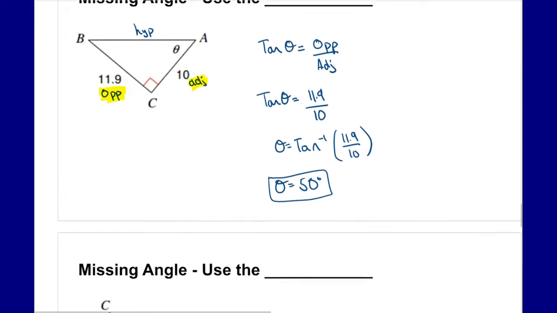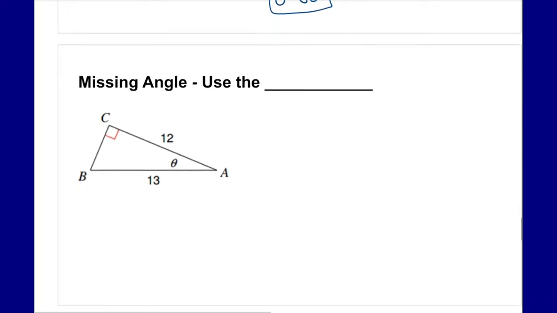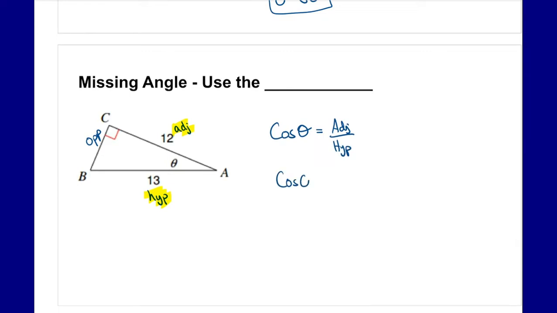We'll look at another example. Again, we see our missing angle theta. We can label our sides. We have the hypotenuse, we have the adjacent, and we have the opposite based off our reference angle. The two sides that we're dealing with, the adjacent and the hypotenuse, is cosine. So cosine theta equals adjacent over hypotenuse. Fill in our information that we have. Cosine theta equals 12 over 13.